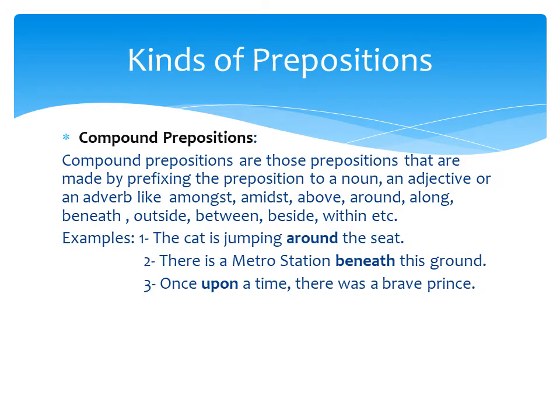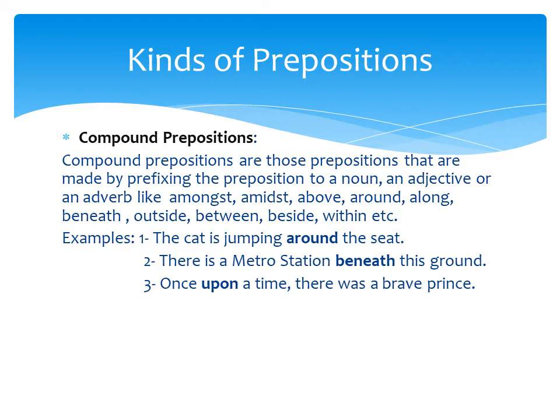Examples. The cat is jumping around the seat. The cat is a noun, simple noun, common noun. Jumping is the action and the seat is another noun. Here around is showing us the relationship between cat and seat and what the cat is doing.